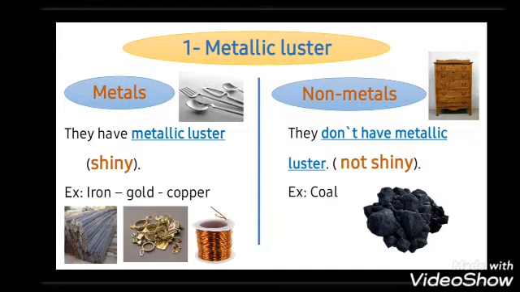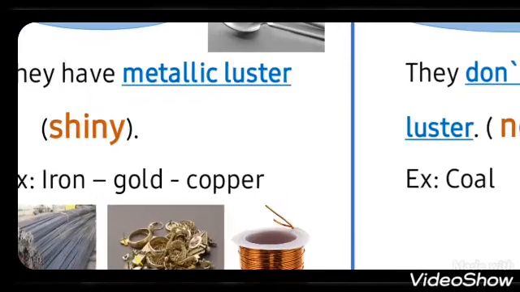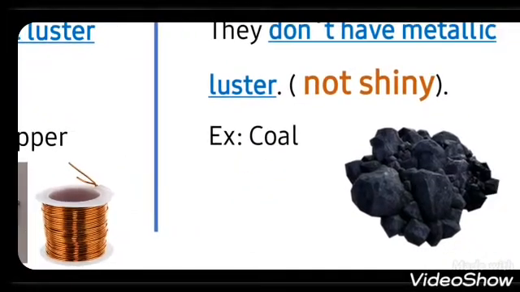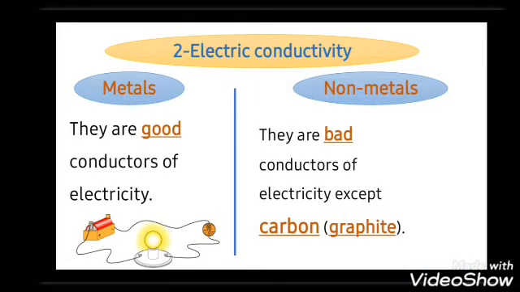Example, iron, gold, copper, they are metals. So they are shiny, like this picture. Okay, they are shiny. But coal, it's a black one, not shiny, or don't have metallic luster. Okay? After that, number two, electric conductivity. Conductivity means connect to electricity or no.